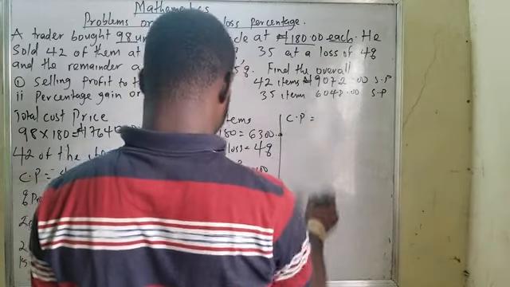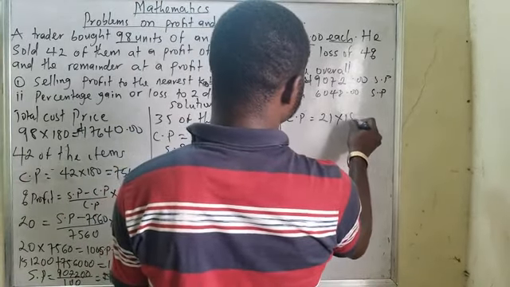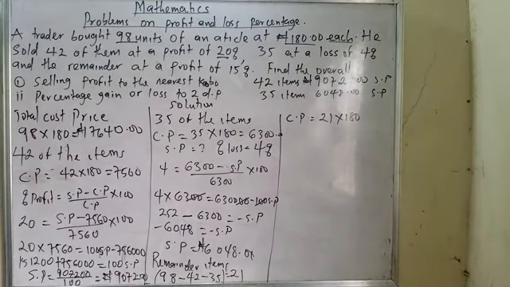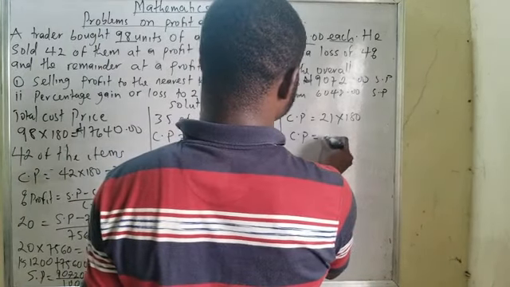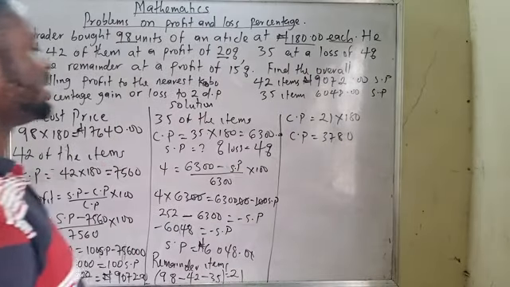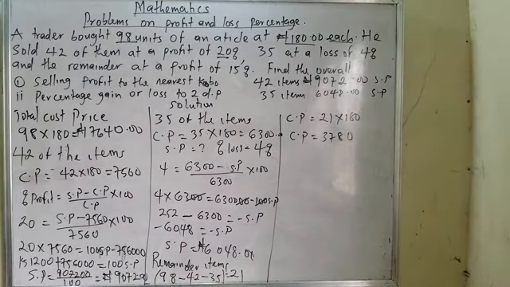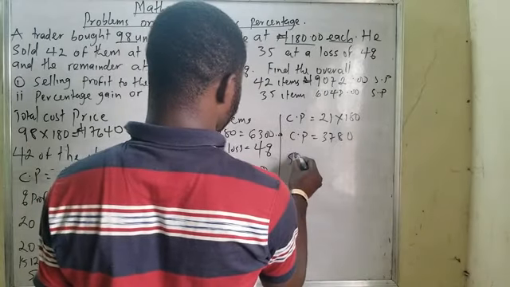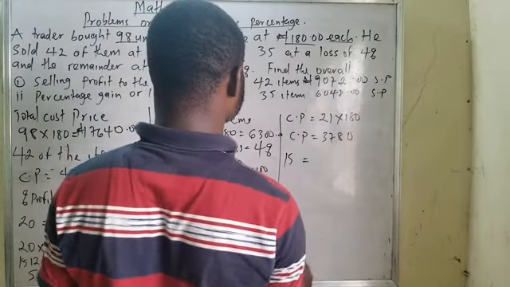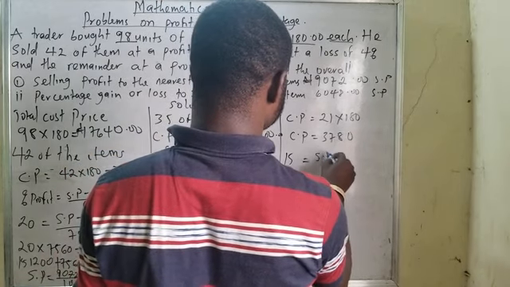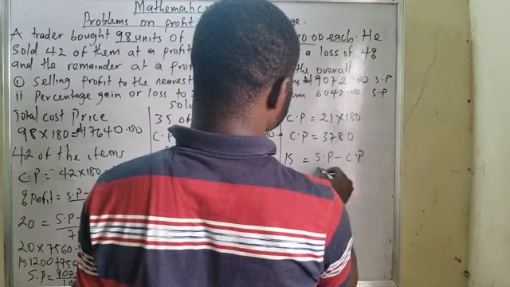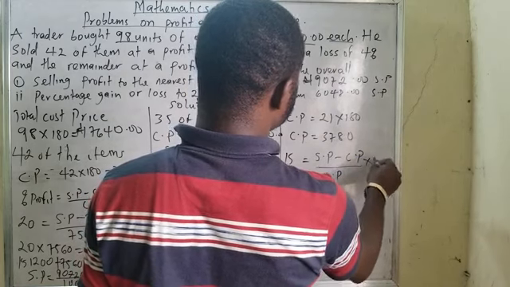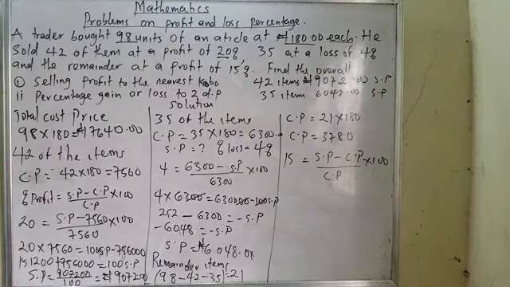Cost price for 21 will be equal to 21 multiplied by 180, which is going to be 3,780. That is for that. I will now move on to the remaining at a profit of 15%. What is my profit? My profit is selling price minus cost price, divided by cost price, multiplied by 100. That is my profit, because I'm talking about profit.